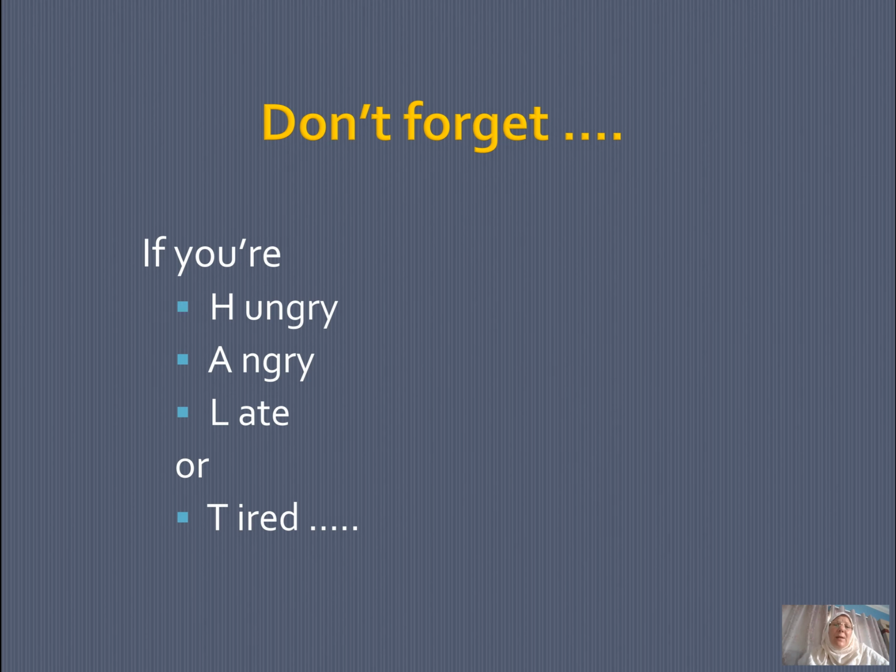So you should not forget to take care of yourself and recognize these factors within yourself. So if you're hungry, angry, late, or tired, you should halt and not carry on your action, but hold and first of all assess, are you in the right frame of mind of now starting your shift and doing a complicated task? Hold.